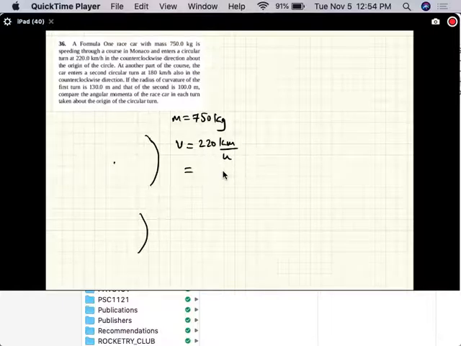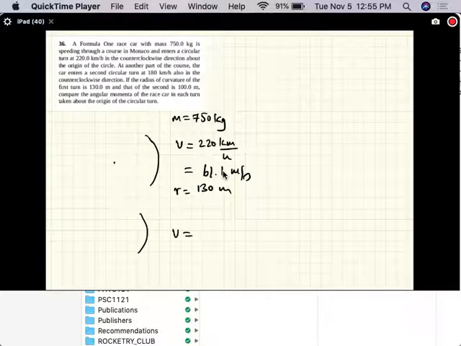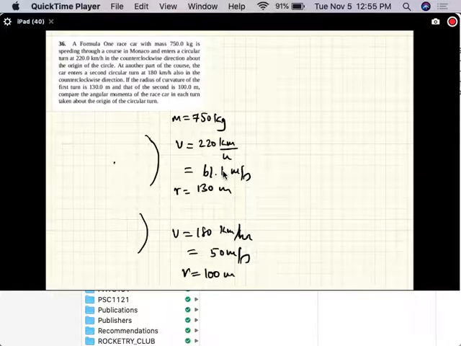So this is 61.1 meters per second. And the radius of curvature is 130 meters. For the second turn, it's 180 kilometers per hour, which is 50 meters per second. And the radius is 100 meters.